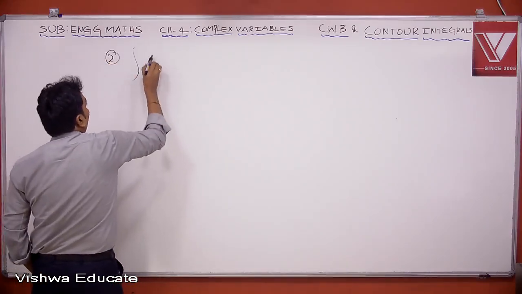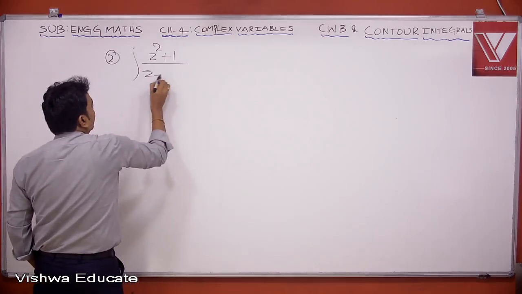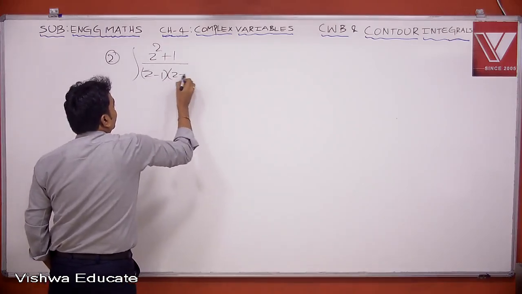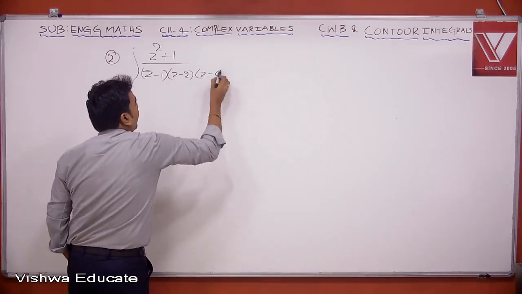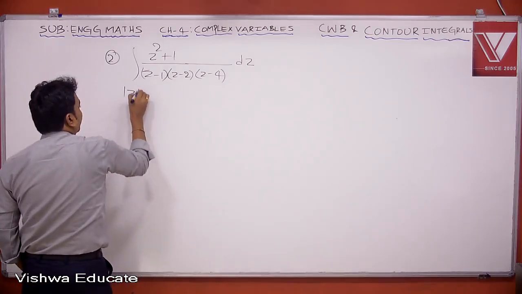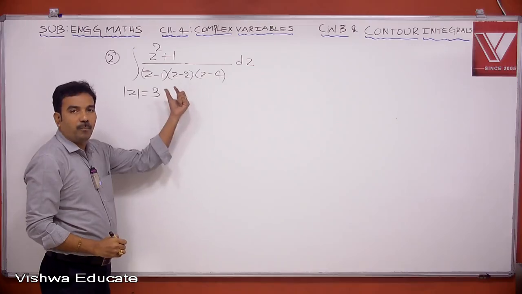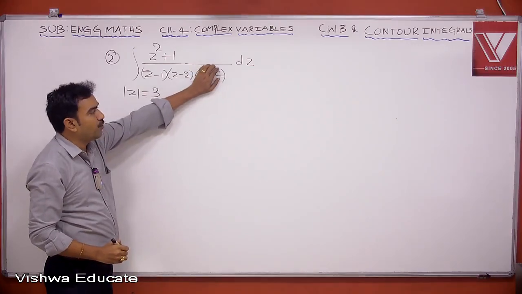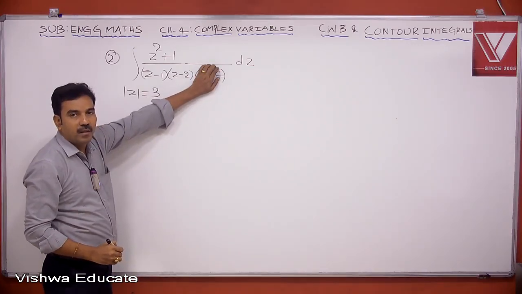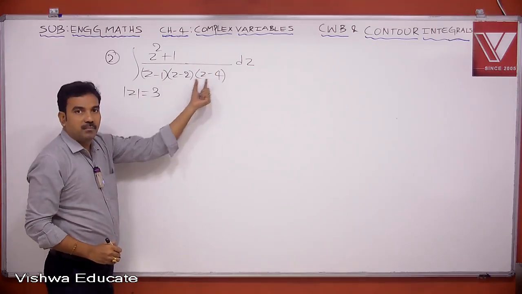Suppose I want to find the integral of (z square plus 1) by (z minus 1) into (z minus 2) into (z minus 4) dz over the contour mod z equal to 3. Now this is a simple extension of the previous example. In the previous example we don't have z minus 4. The result we got is 6 pi i. But here we have an extra z minus 4.